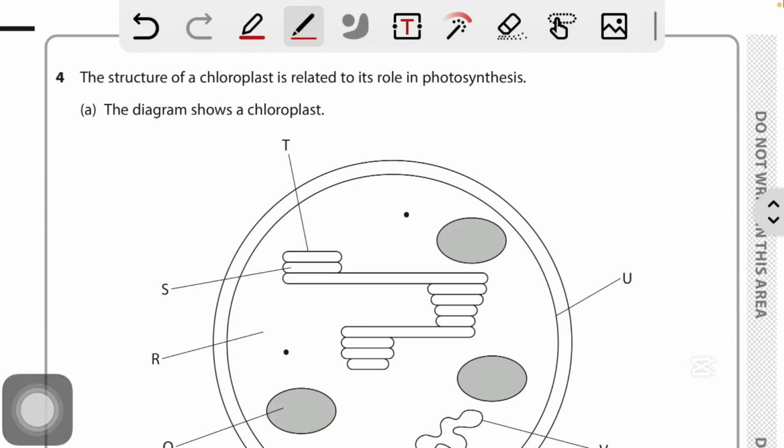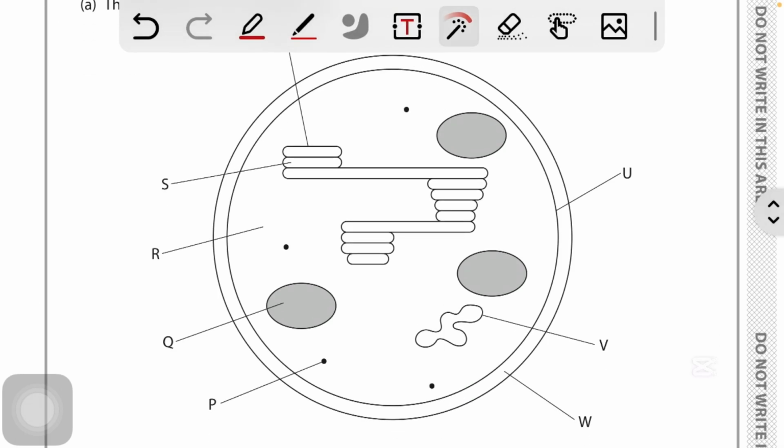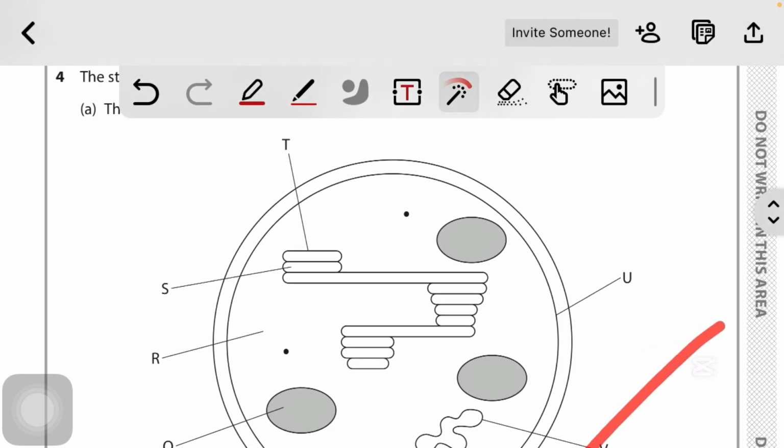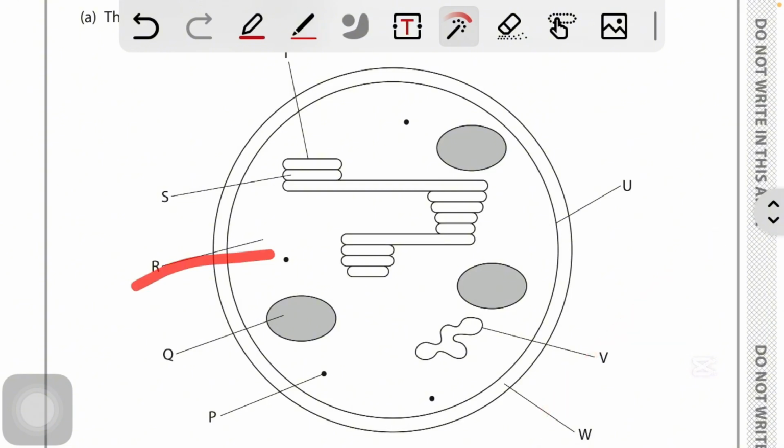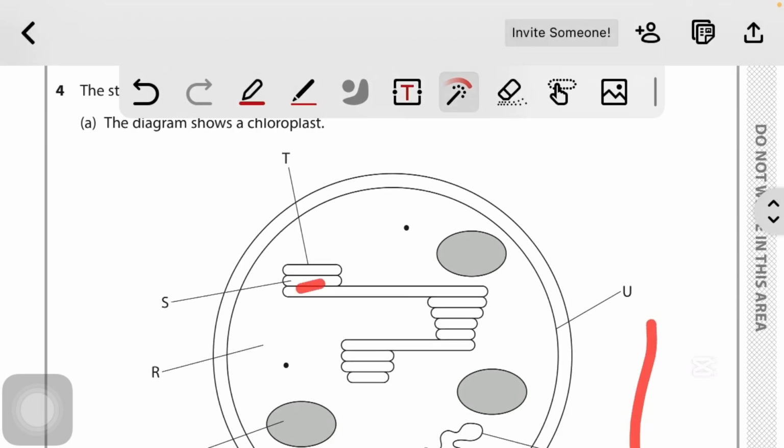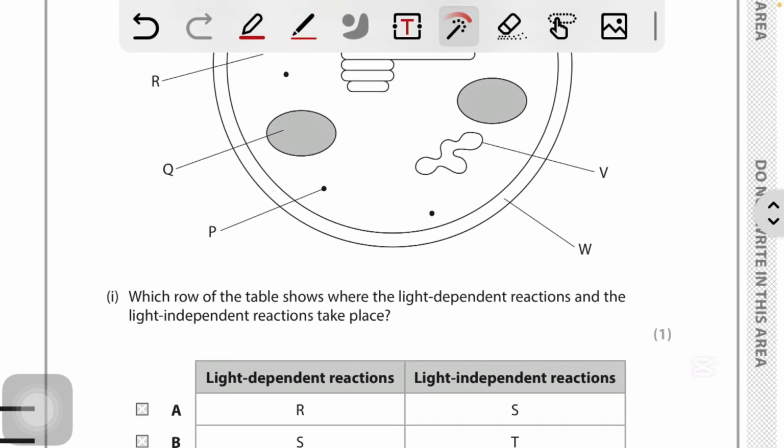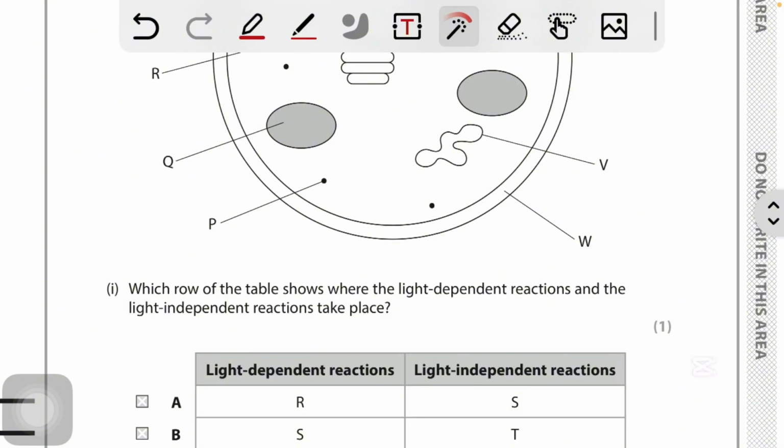This is question number 4 of Unit 4, January 2025. Let's get started. The structure of a chloroplast is related to its role in photosynthesis. The diagram shows a chloroplast. The space of the chloroplast is known as stroma, and this is the thylakoid membrane and many more things. So let's see the question.